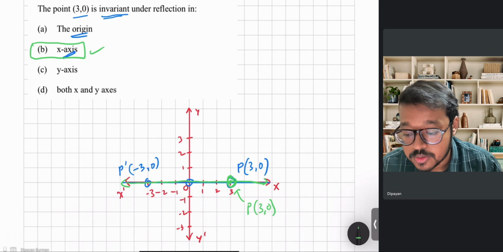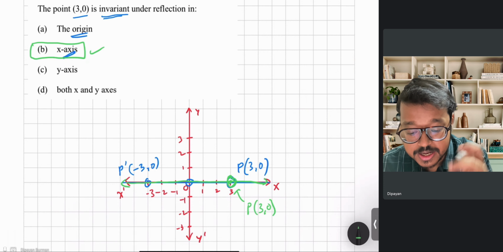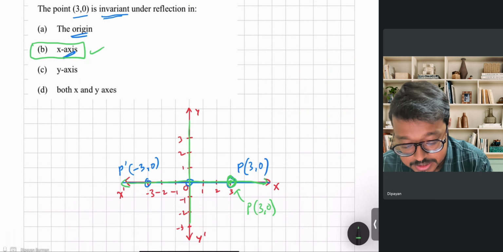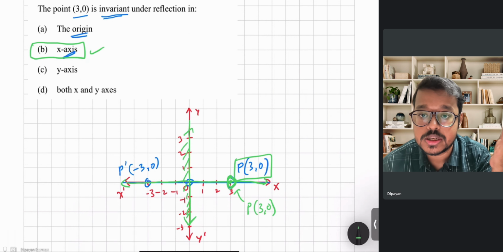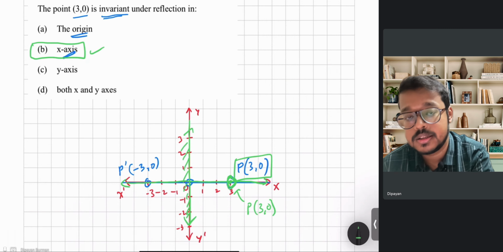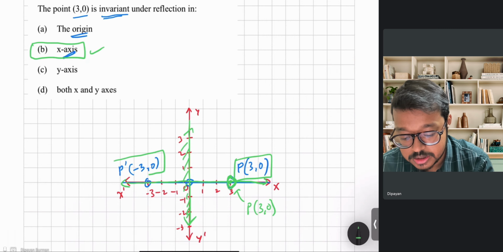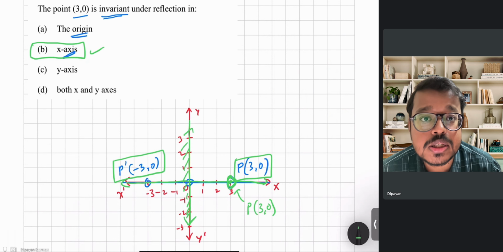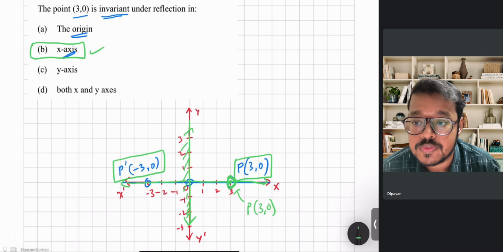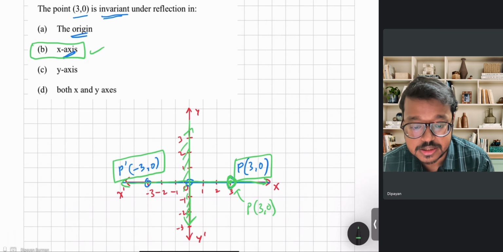If I had looked at y-axis, again for y-axis, if I imagine y-axis as my mirror, then my object is at P (3, 0) and my image will be formed 3 units on the other side behind the mirror. So the image will be at (-3, 0), which is changing, so it is not invariant. So here x-axis is the correct answer.